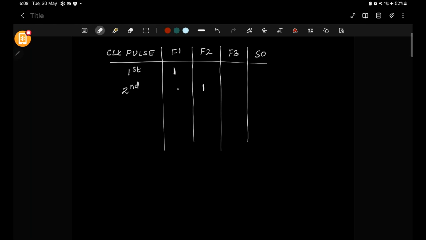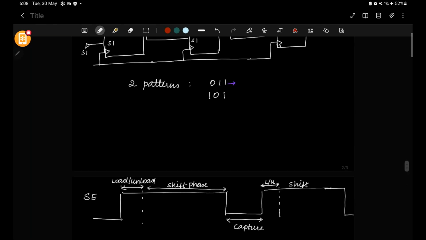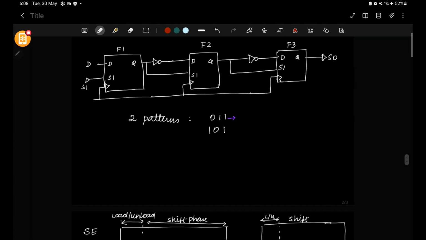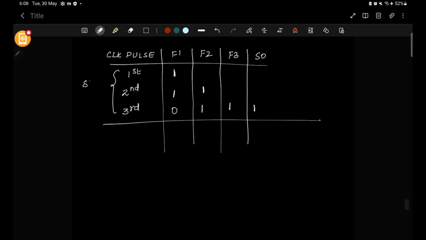During the third pulse, this one will come here, this one will come here, and that 0 is going here. Flip-flop 3's output is only connected to scan out, so here it will be 1. Till this time your scan enable would have been 1. This is the loading of the first pattern.